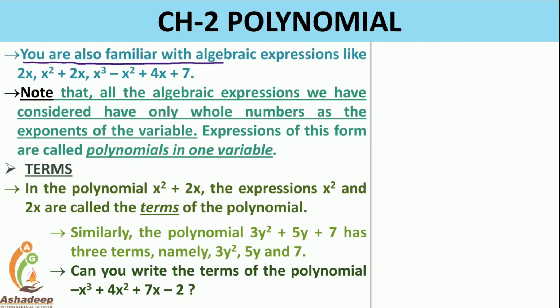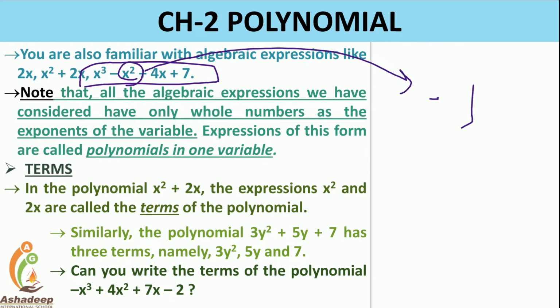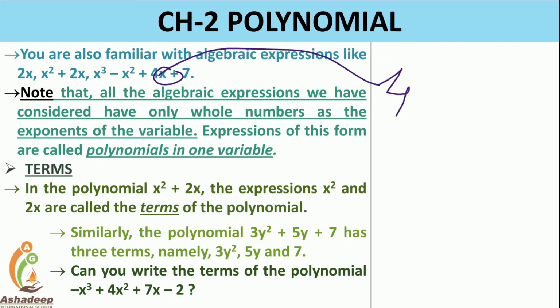Okay. Now you are familiar with algebraic expressions like 2x, x square plus 2x, x cube minus x square. Here tell me one thing in this expression. What is the coefficient of x square? See, the coefficient of x square is nothing but minus 1. Why? Because here there is a minus. Okay, what about the coefficient of x? The coefficient of x is 4. What is the coefficient of x cube? The coefficient of x cube is 1.